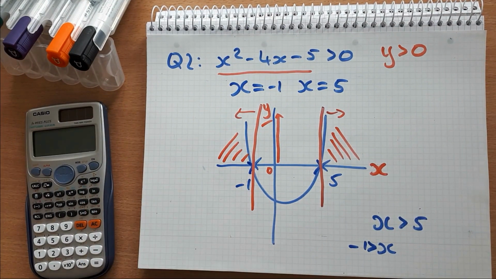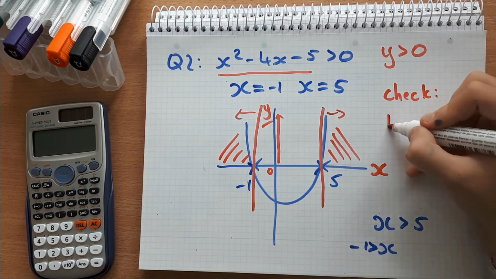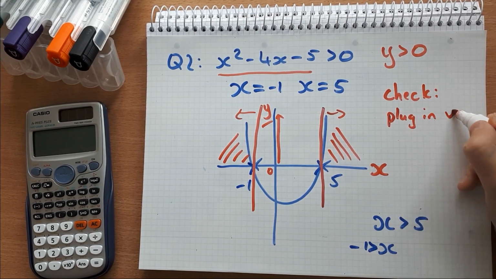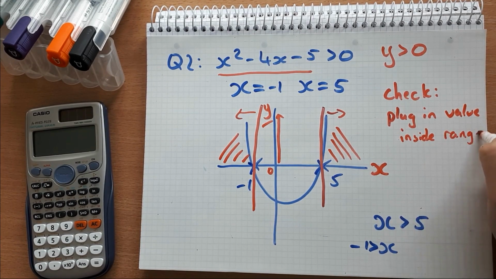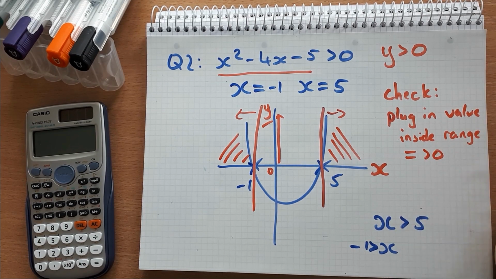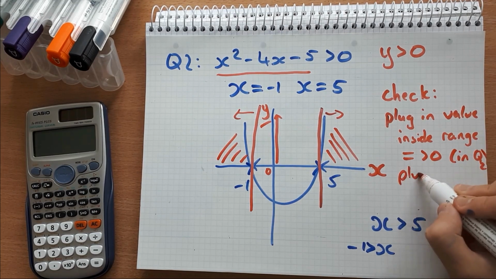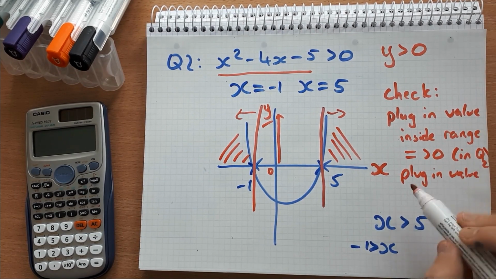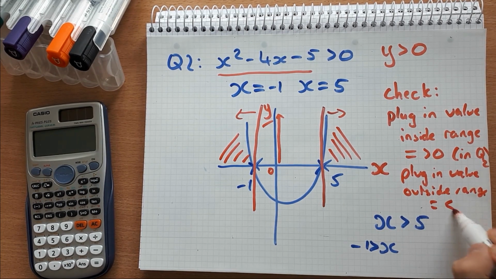Put in the values. I'll put a wee check thing here. Check. Plug in a value inside range. And then that should be equal to greater than 0, in this example. In question 2, close bracket, and then plug in a value outside range, and it should be equal to less than 0, in this example, which means you have done the question right.